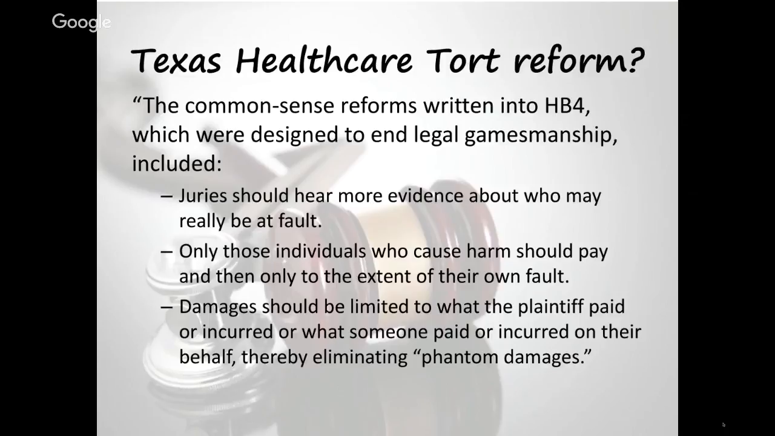The common sense reforms written in HB 4, which were designed to end legal gamesmanship, included: juries should hear more evidence about who may really be at fault. Only those individuals who caused harm should pay, and then only to the extent of their own fault. Damages should be limited to what the plaintiffs paid or incurred, or what someone paid or incurred on their behalf, thereby eliminating phantom damages.